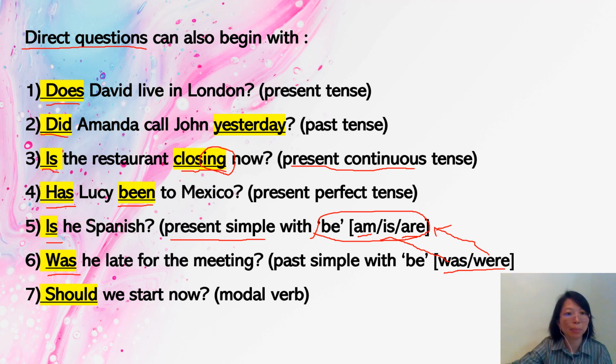Then the last example, the question starts with should. Should we start now? So this question is using a modal verb. The modal verb here is should. So direct questions can also begin with does or did. Number 3 is, 4 has, 5 is, 6 was, or 7 should.